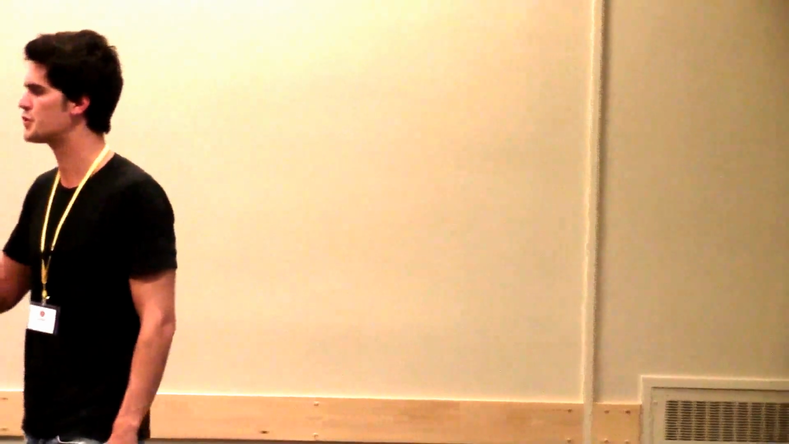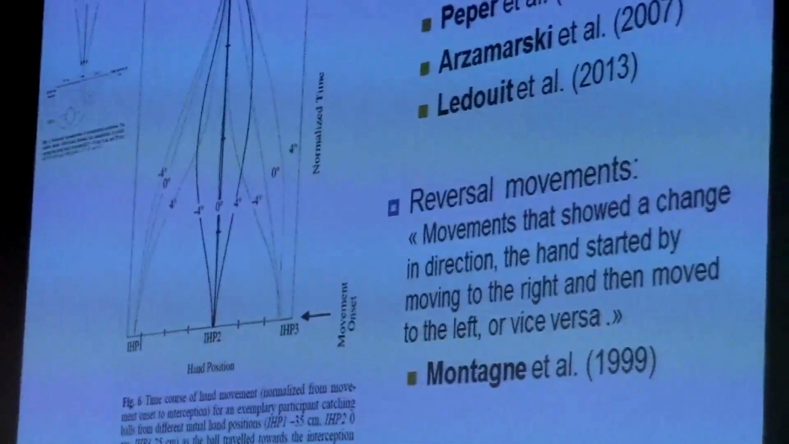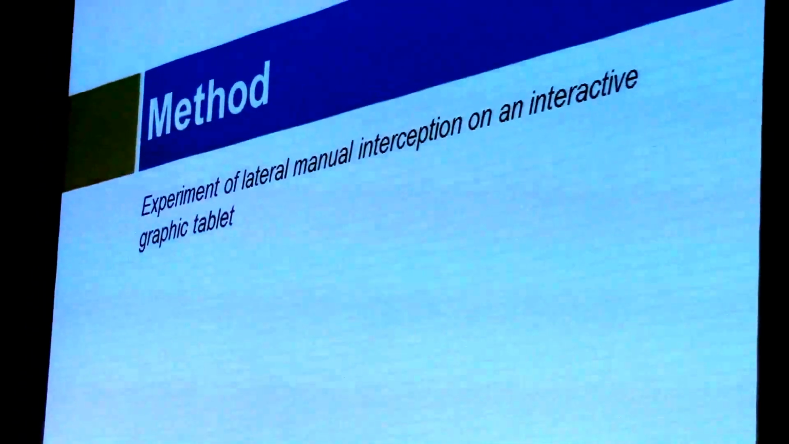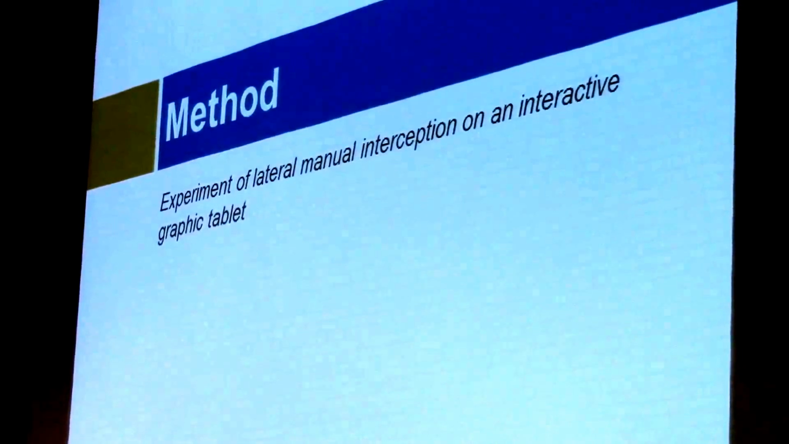The more surprising thing is the reversal movement. It's when the initial hand position corresponded to the future arrival ball position. To catch a ball coming from the left, people made a first movement to the left to then come back to the initial hand position. And Montaigne et al. is one of the only papers that reported that result. So the first thing that we did is to run an experiment to see if we observe it as well.